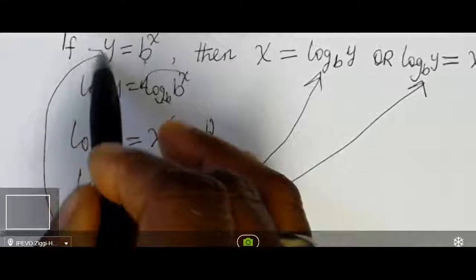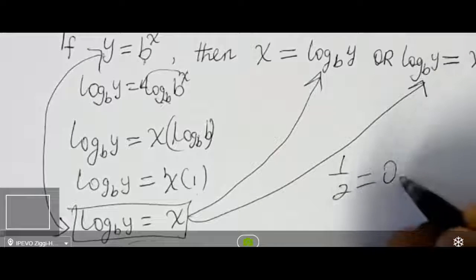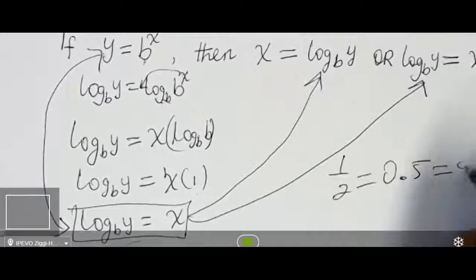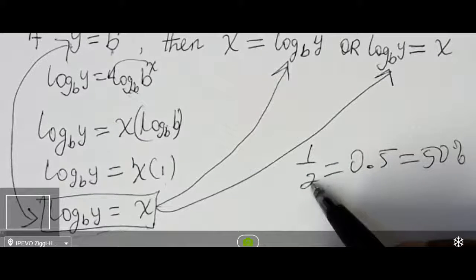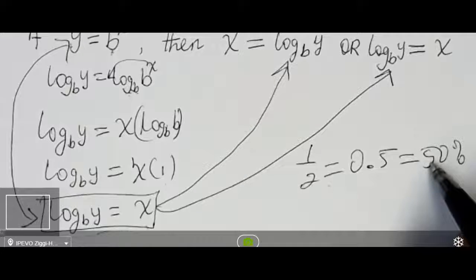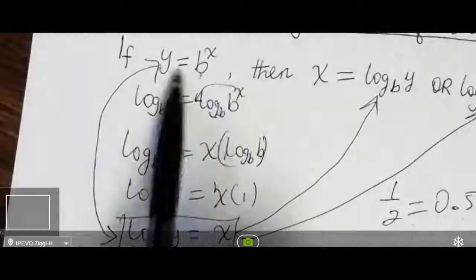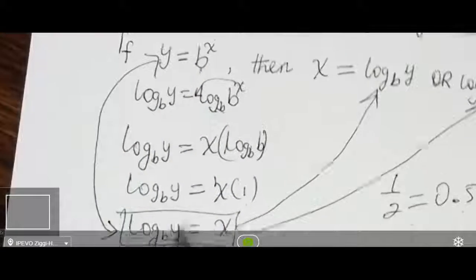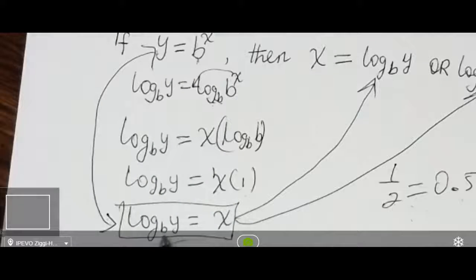It's just like saying 1/2 is equal to 0.5 or is equal to 50%. They are equivalent but in different forms. 1/2 is in fraction, 0.5 is in decimal, 50% is in percent. They have the same value in their different forms. That is exactly what we are saying here: this expression is equivalent to this expression. This is in exponential form, this is in logarithmic form.